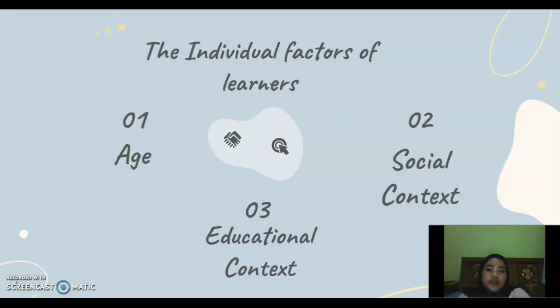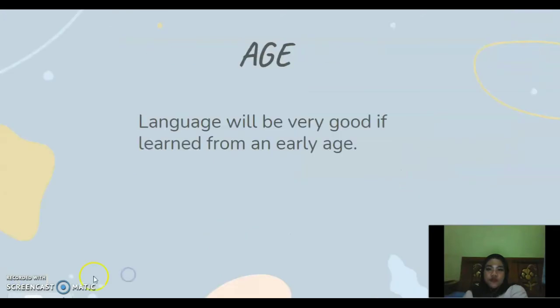The first one is age. Language will be very good if learned from an early age. Lenneberg in 1967 argued that languages are best learned before puberty, after which everyone faces constraints in language development. While Stephen Krashen in 1981, in favor of younger is better, argued that second language development by child and adult might actually involve different processes.